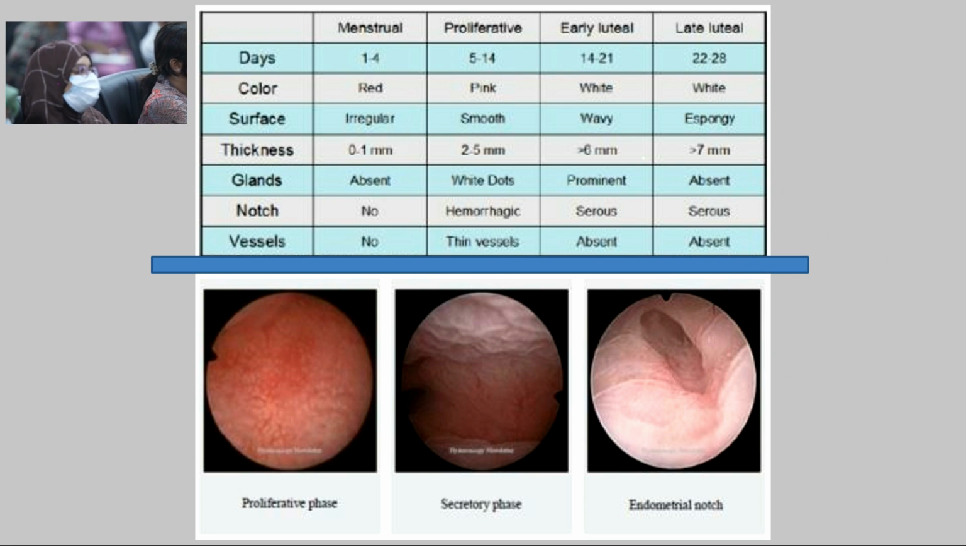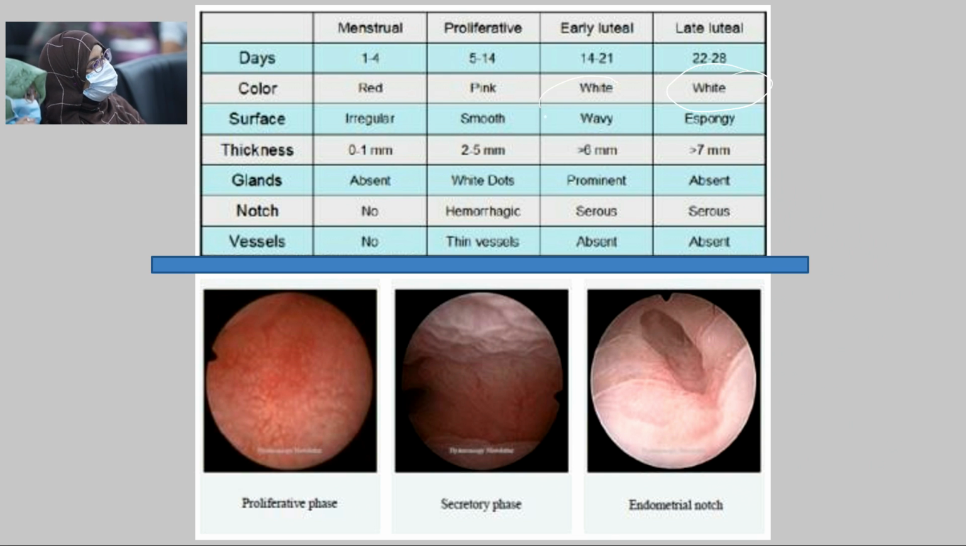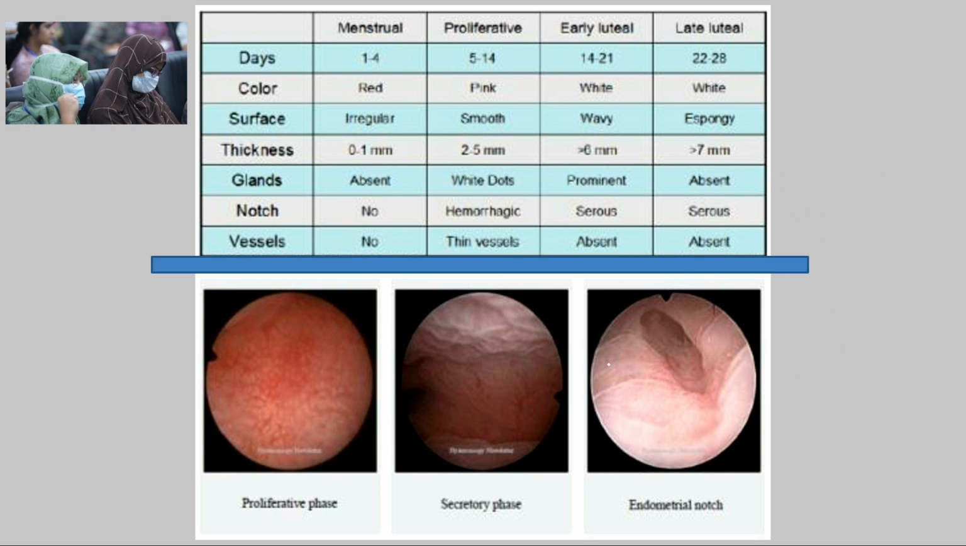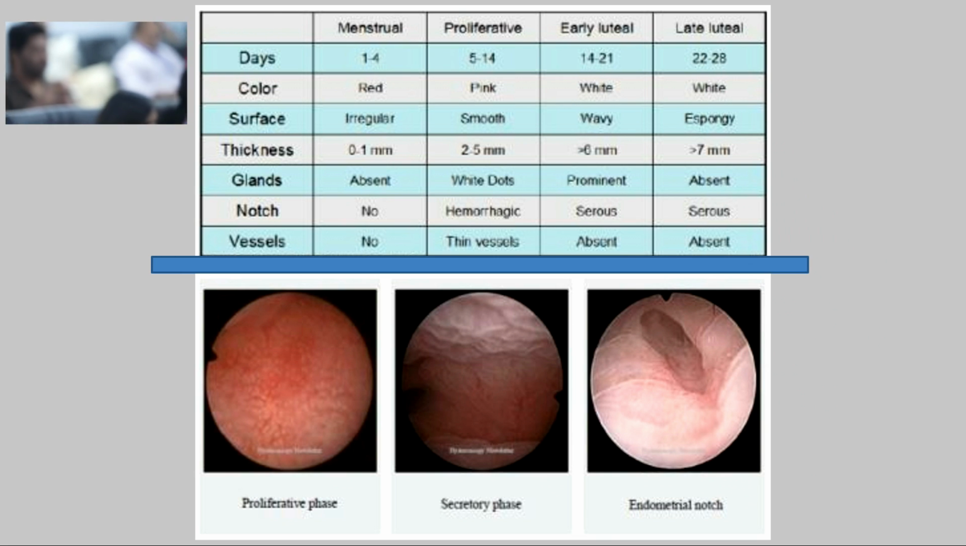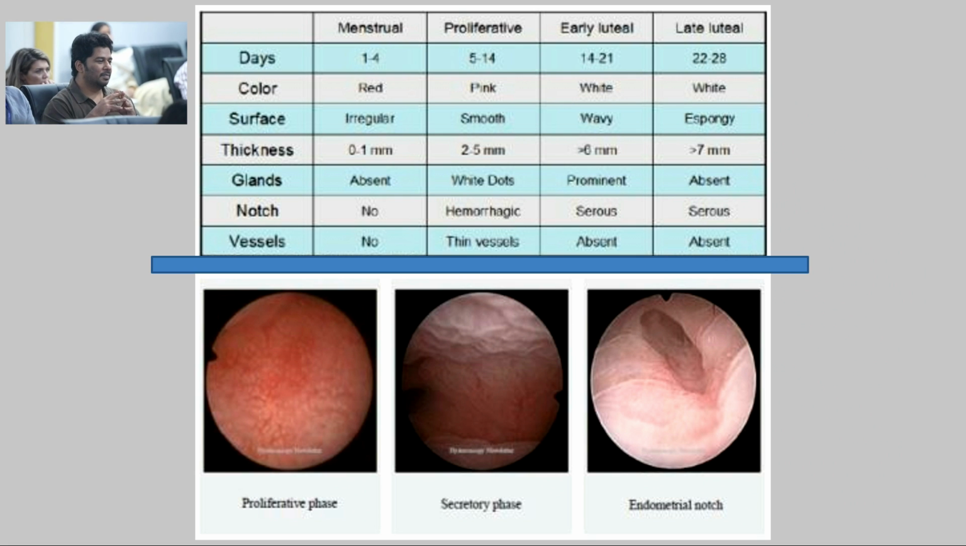After that, late luteal stage. It will also be white color, same like early luteal, but spongy, not wavy. It will look like a sponge, thicker than 7 mm. Glands are absent, notch is serous and vessels are absent. This phase is the worst phase to do. You should never do hysteroscopy in this, because it is just about to shed, and some of the endometrial flakes can plug into the ostia, and your tubal patency test also will come bad.